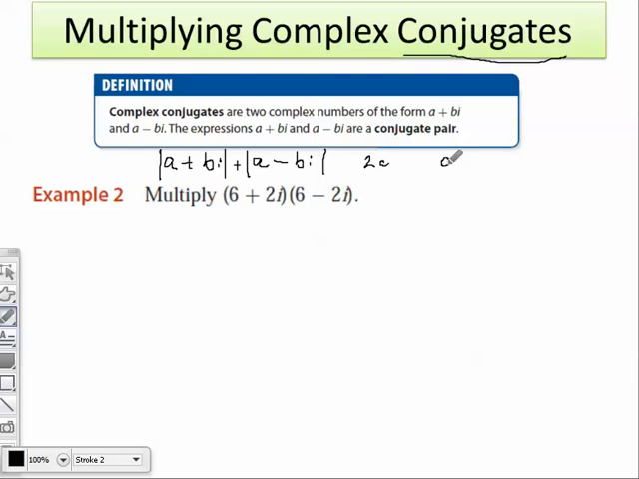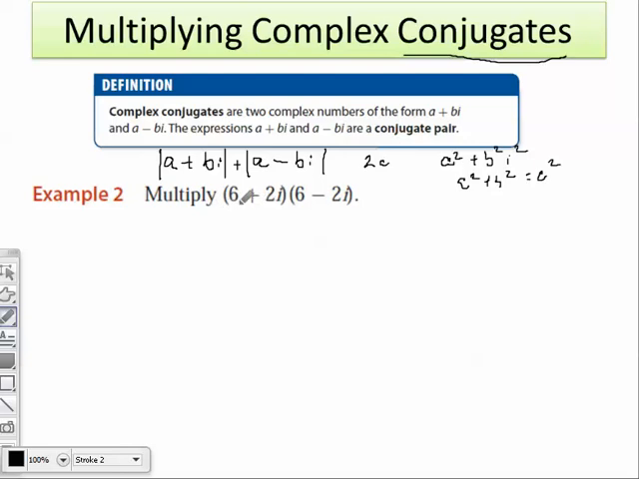You get a squared plus b squared i squared. Well, that i squared goes away, and you're left with a squared plus b squared. Guess what? That is the Pythagorean theorem, c squared. Okay? So that's what we're talking about here. Conjugate pair. And that's how you find it.